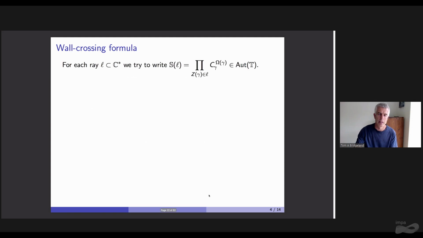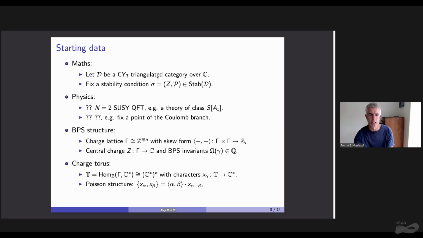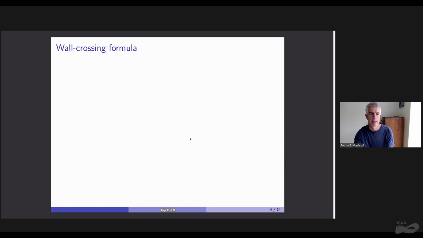And then I told you all this because I want to now tell you what the wall crossing formula is, how these DT invariants or BPS invariants change as I change my stability condition sigma. And I'm just going to go through this briefly.